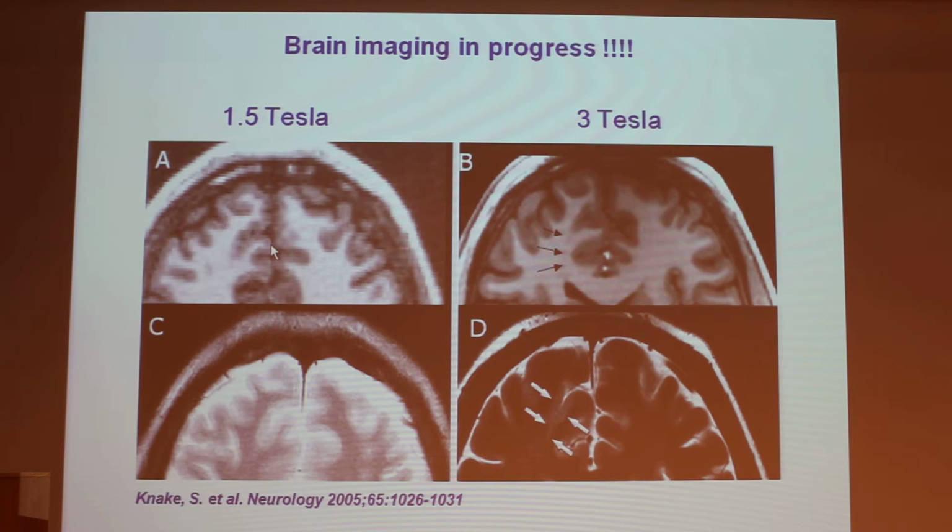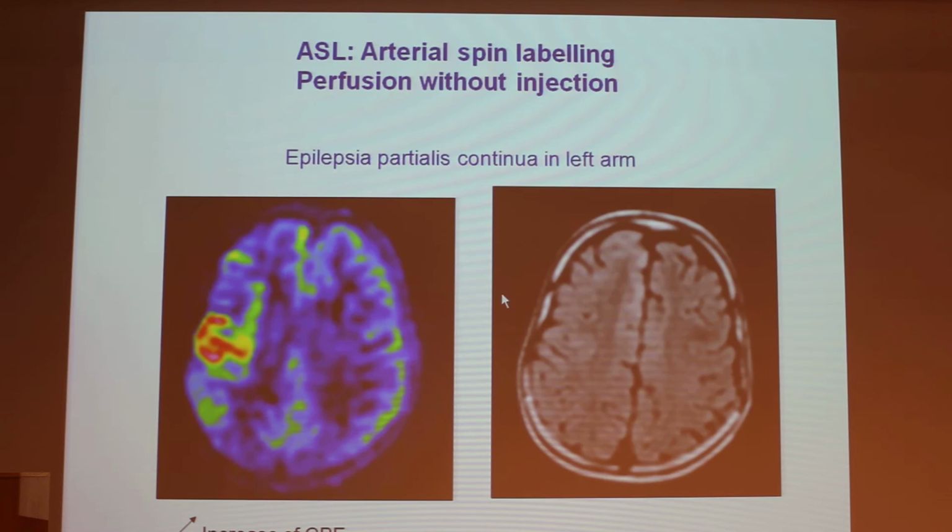You see here, than here. And we have now a magnificent, formidable sequence. It is arterial spin labeling, perfusion without injection. And for example, here it is a girl with epilepsia partialis continua in the left arm, always, and in the machine, without injection, in 5 minutes, we have an increase here of the cerebral blood flow.